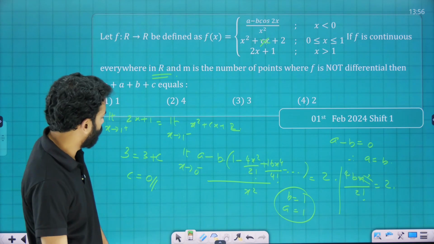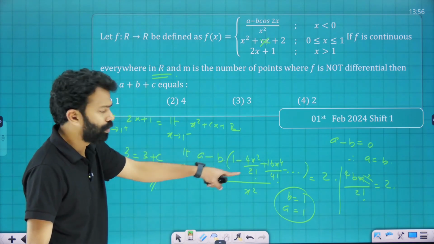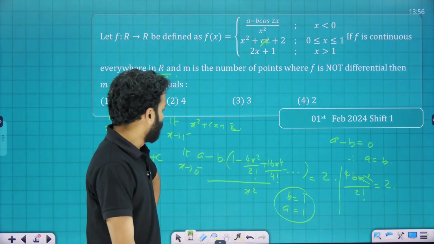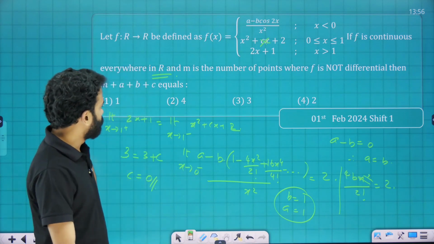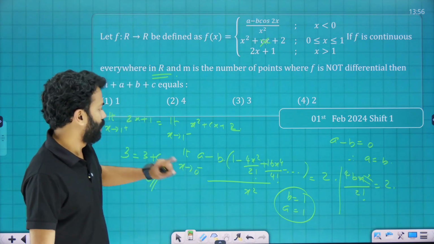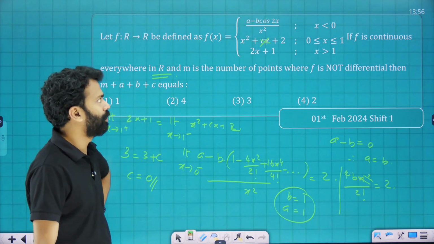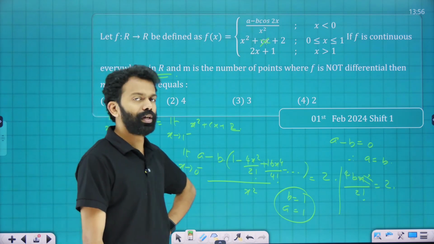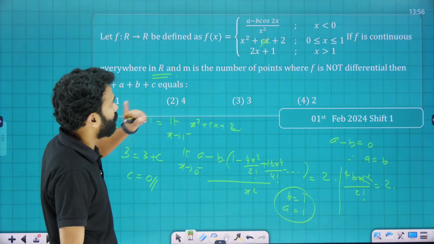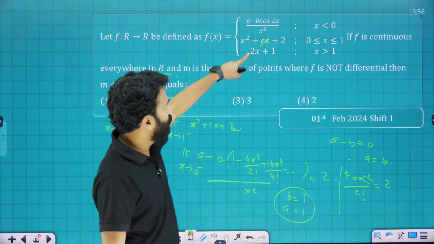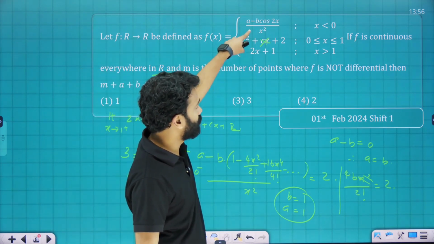Therefore, we got all three values, right? a is equal to 1, b is also equal to 1, and what about c? 0. Now, we need to formulate the number of points where f is not differentiable. That also we can formulate from here. And what about this one? If you differentiate this one and this one, this we can do later.